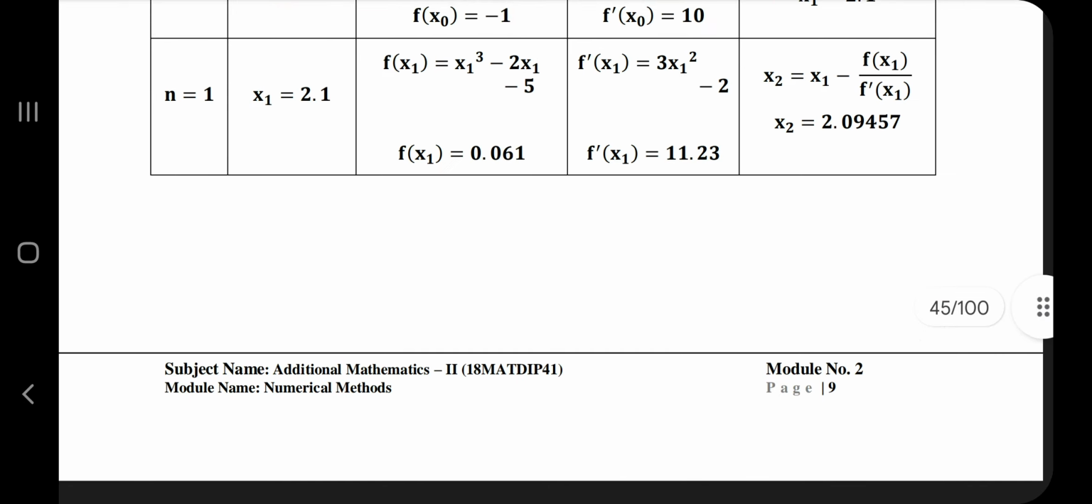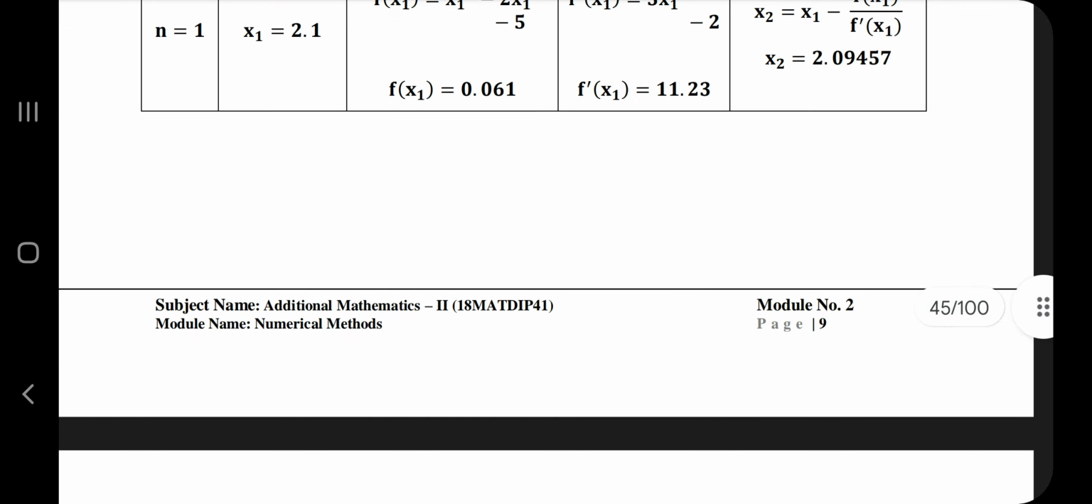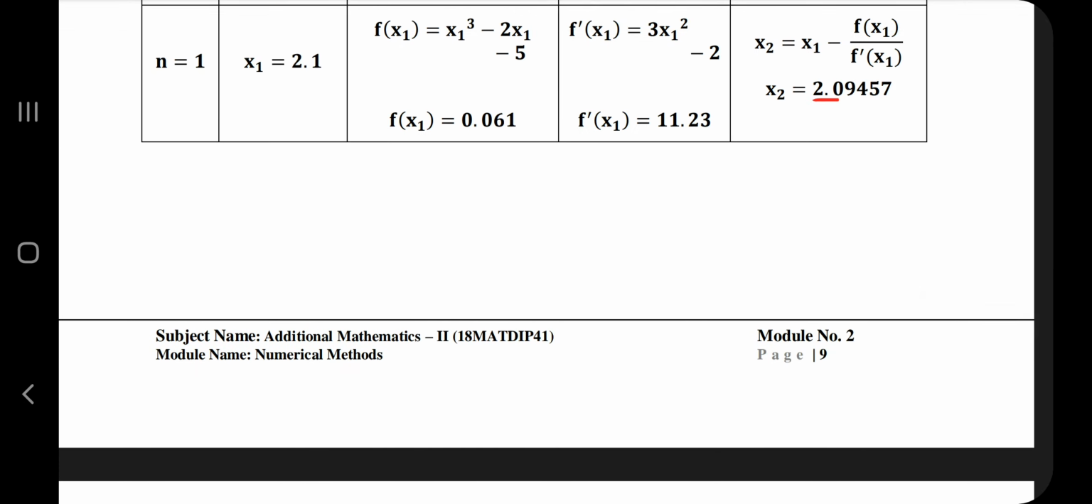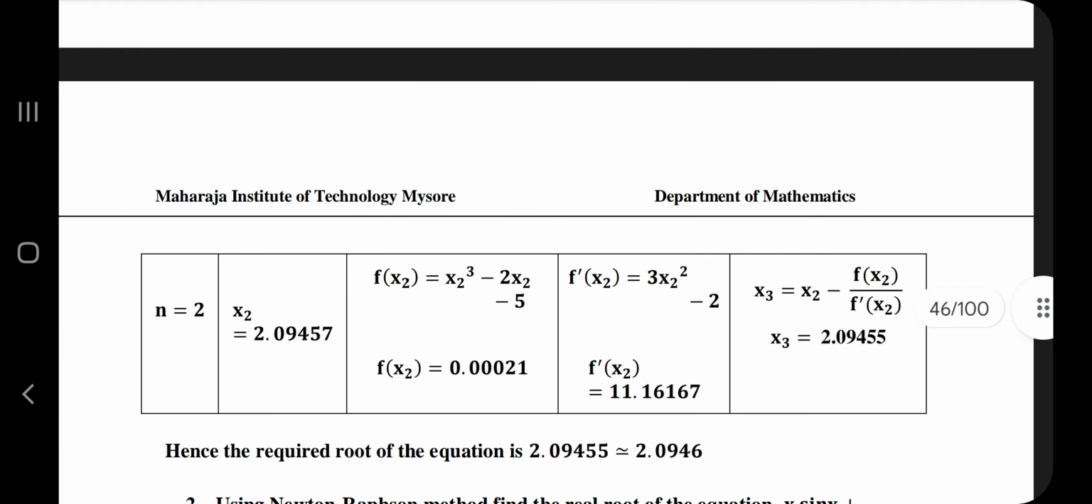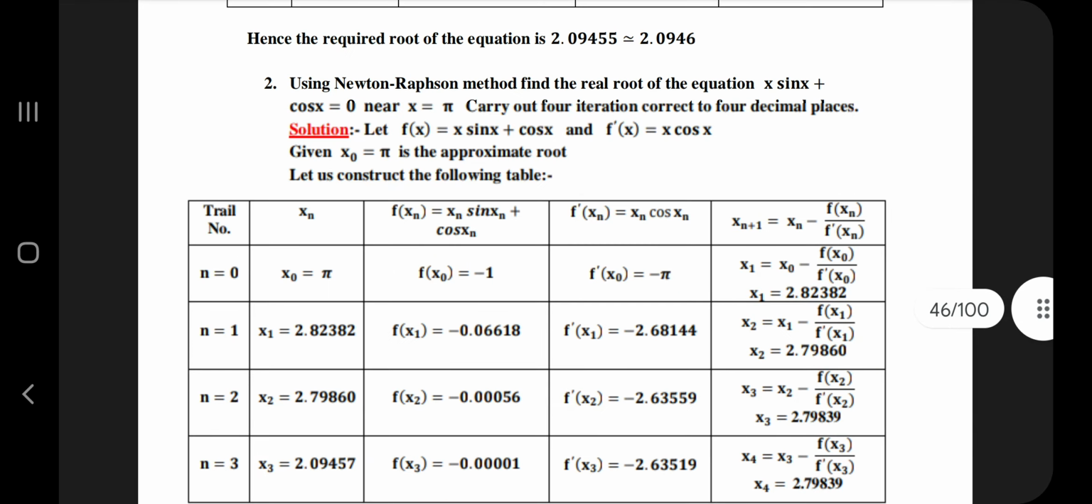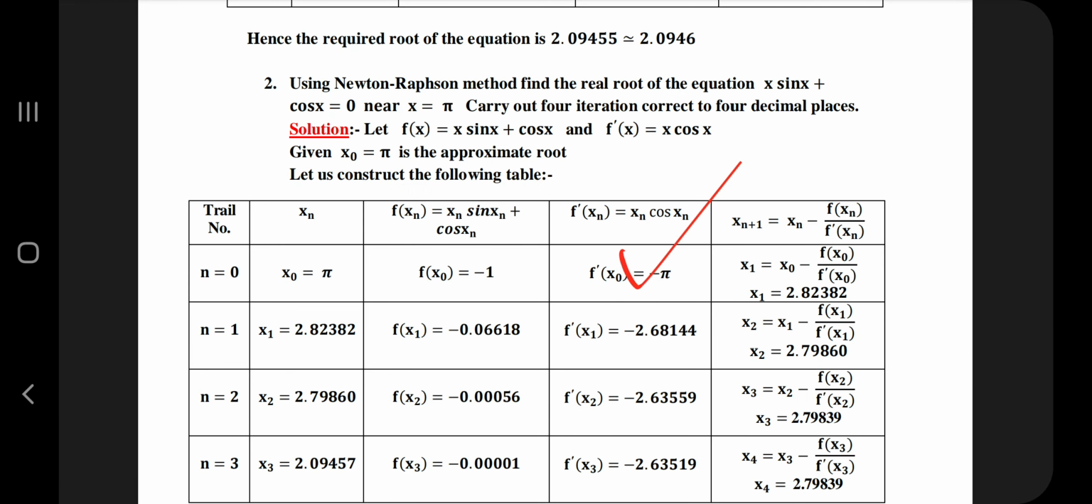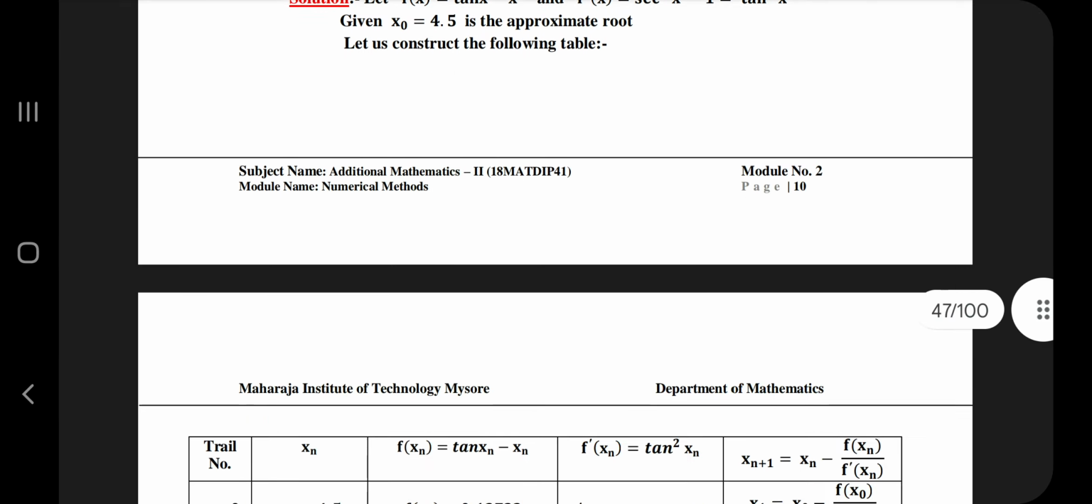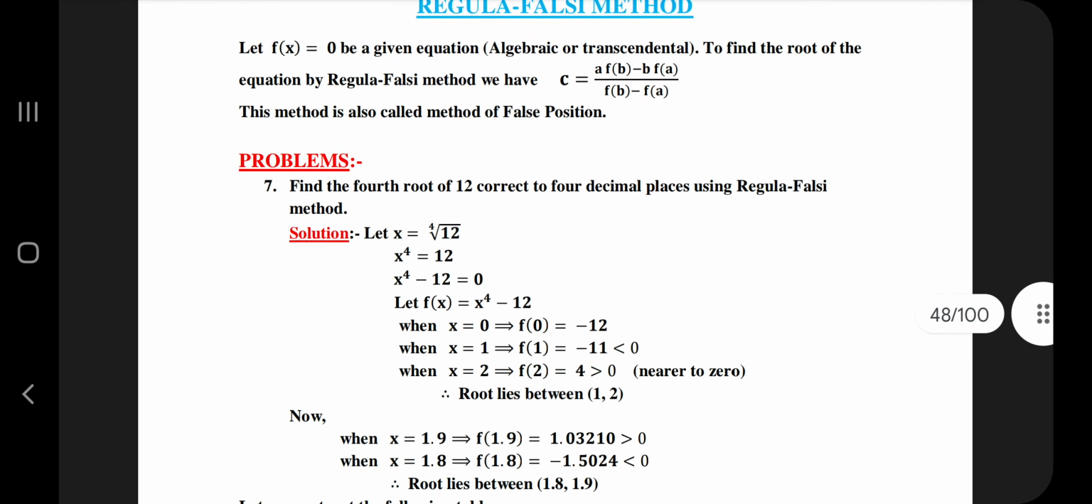For example, like 2.09. See, 2.09 is here, and here also you got 2.09. In fact 2.094 is the same, right? So that answer you will finally take, and you'll approximate the required root as 2.00946. Like that, the Newton-Raphson method works, and different variations are present here. Again, go through it. The basic formula is what I told you. Okay, that's how you need to solve.